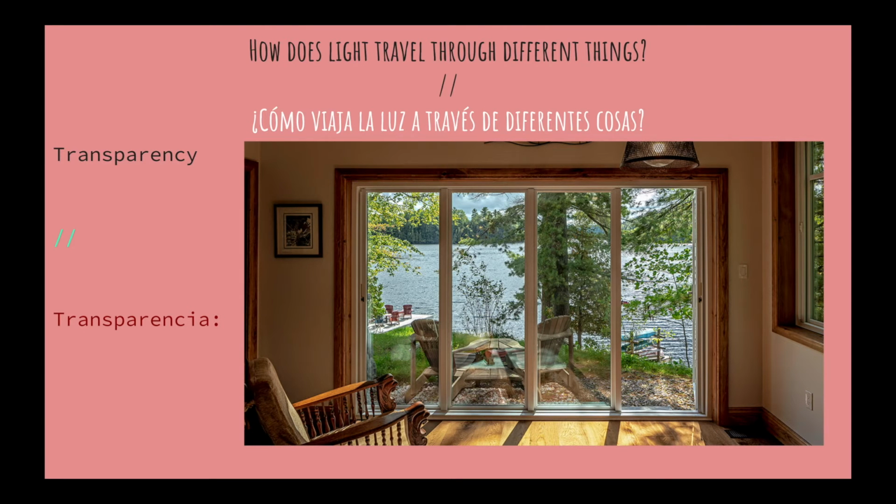So transparency is kind of like this window. You can see the light passing through it, especially on the floor. You can see the light coming through the window. There is no blockage that prevents the light from traveling into the house.